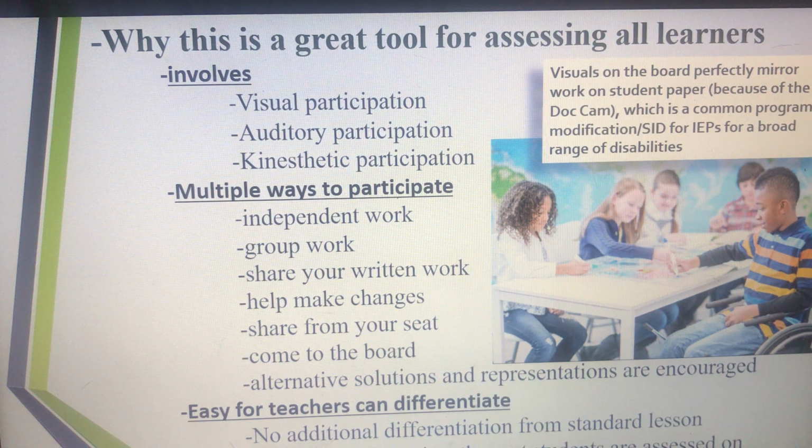So there's everything from independent work, group work. You can share your written work with the class. You can offer changes to somebody else's work, right? You can share from your seat. You can come to the board.